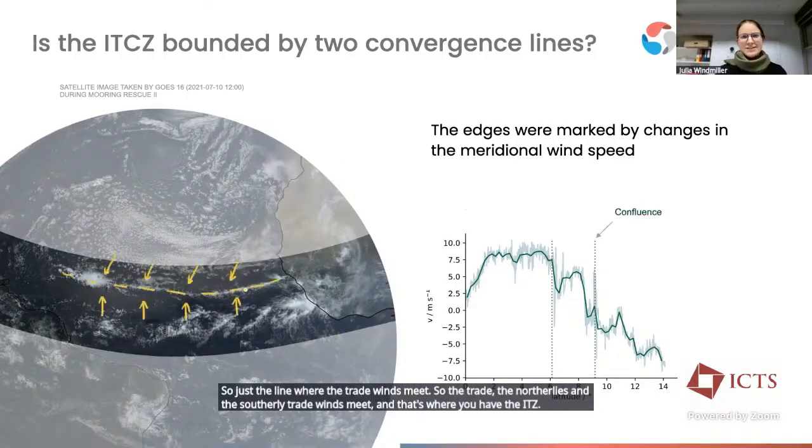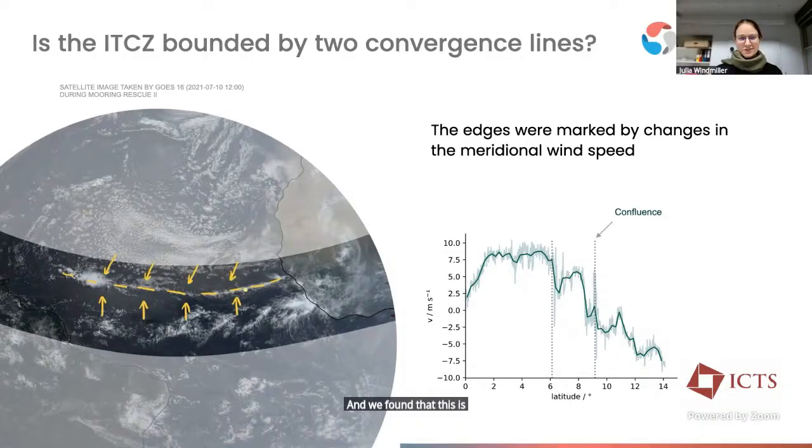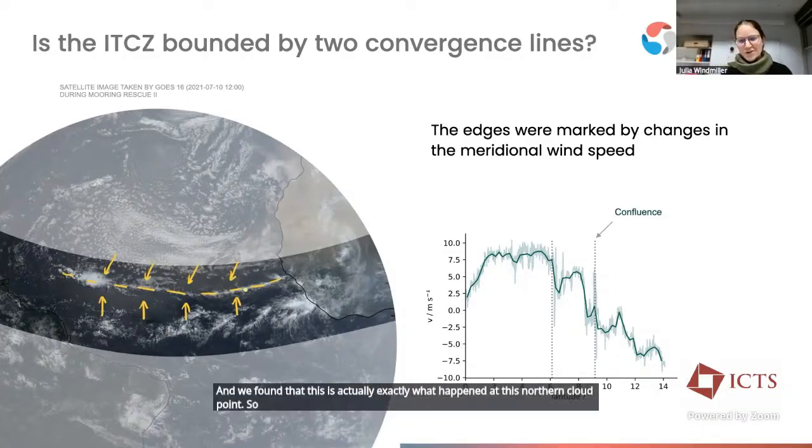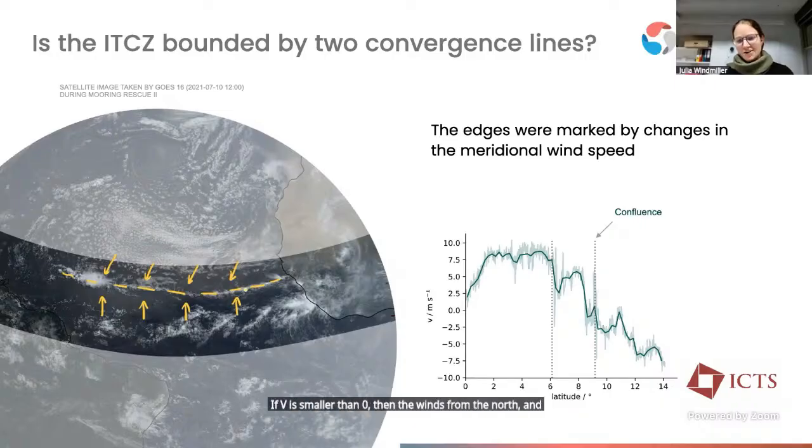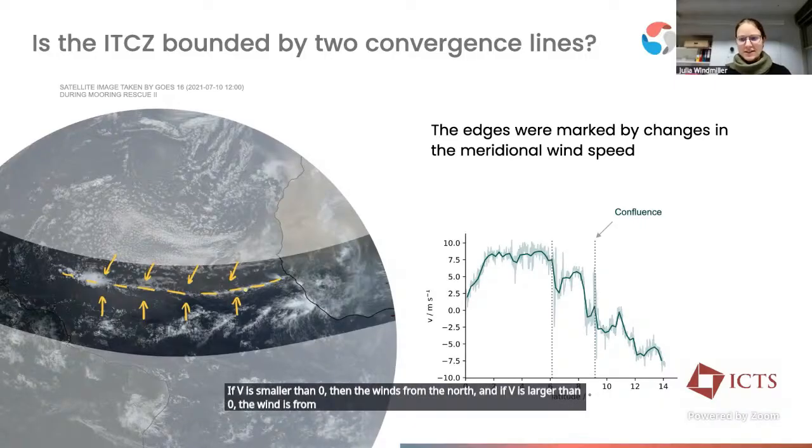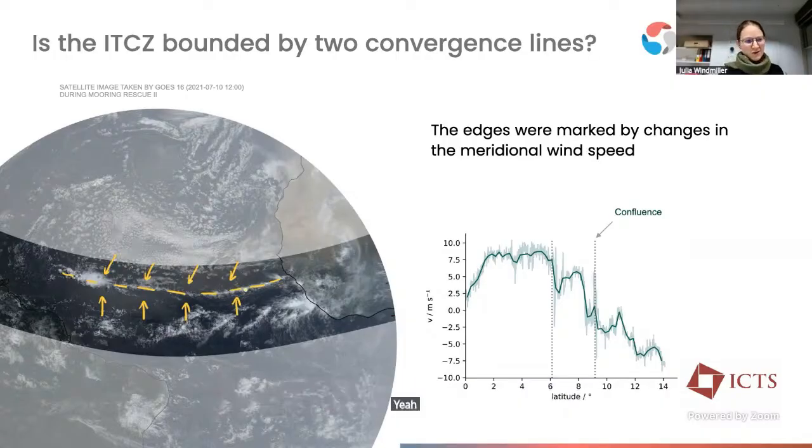And we found that this is actually exactly what happened at this northern cloud band. So if you look at the meridional wind speed that's shown in the graph here on the right-hand side, if V is smaller than 0, then the wind is from the north, and if V is larger than 0, the wind is from the south. And you can see that at this dotted line, this is when we had the confluence. And when we were on the ship, we all thought that makes perfect sense. Now we've crossed the ITCZ. Yeah, all good and well.